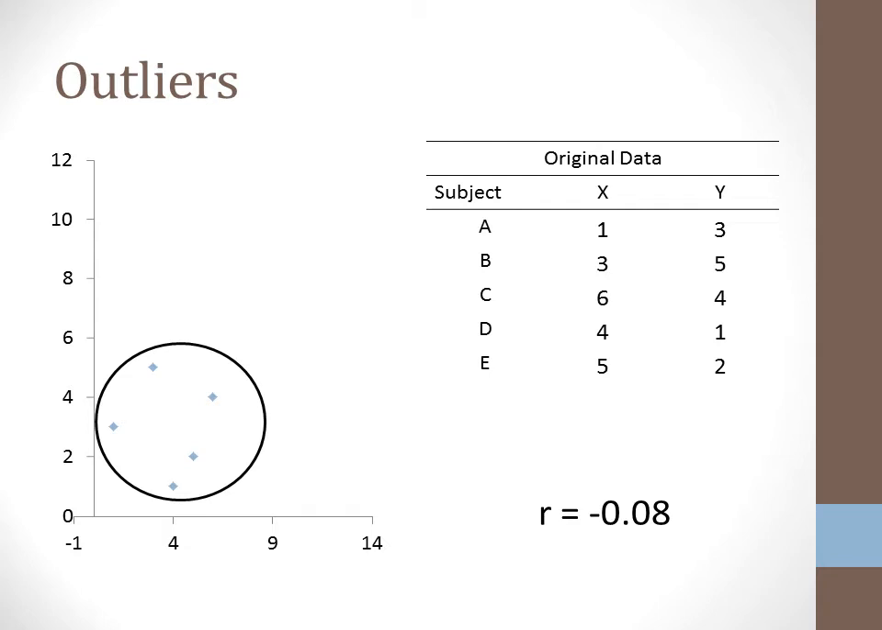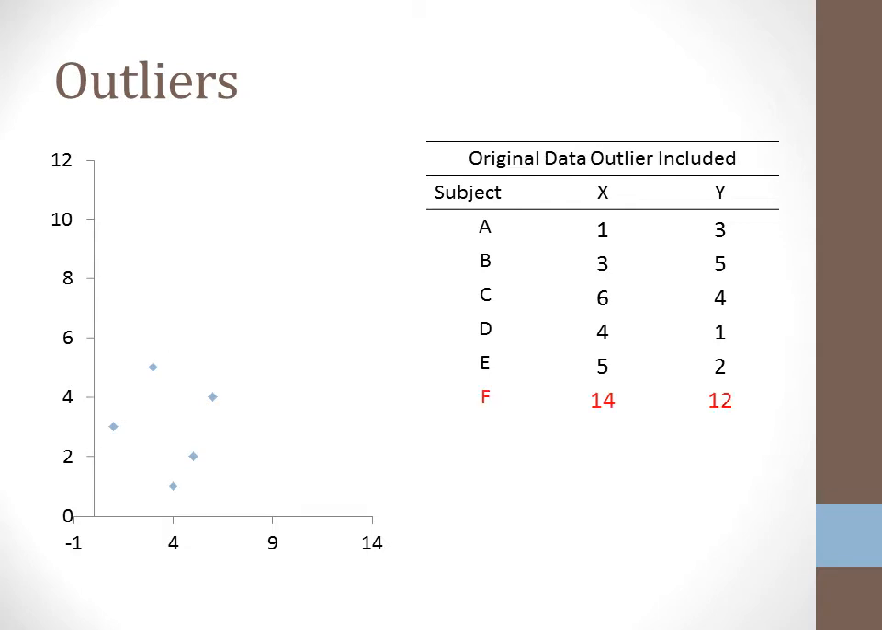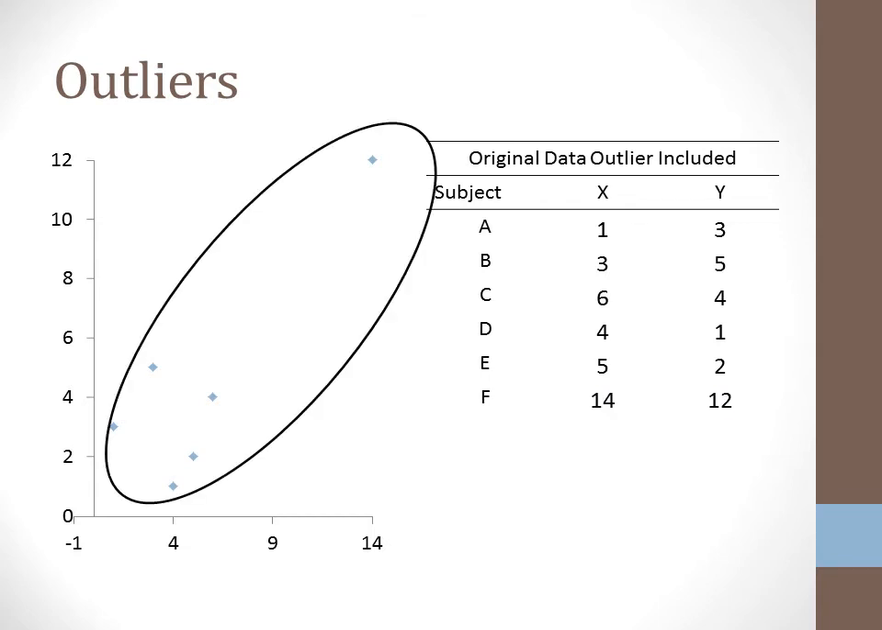However, including one extreme data point, a data point of 14 and 12, drawn up here at the end, can strongly affect the data. So when you look at the data set overall, you can note that one extreme data point has been added to the original data set, and when this outlier is included in the analysis, a strong positive correlation now emerges.